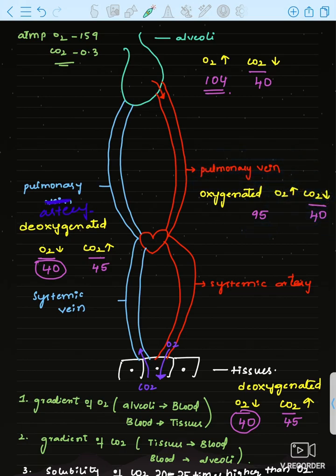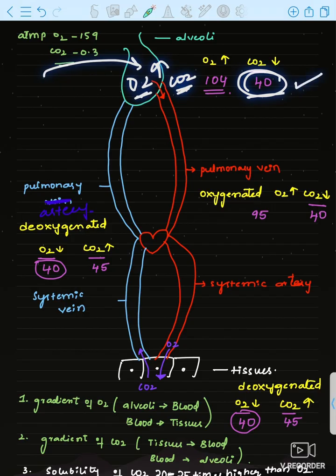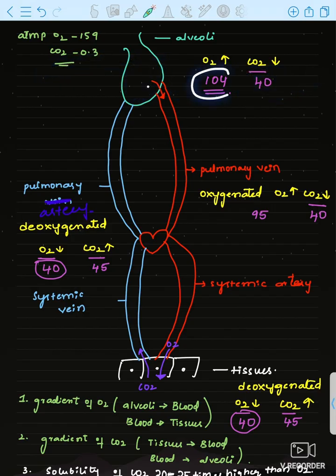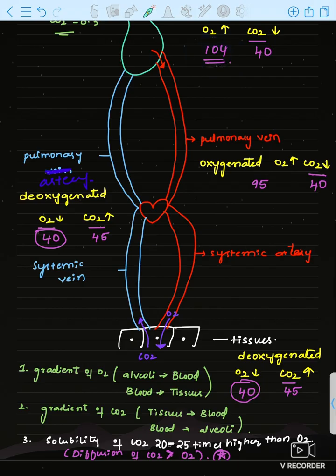In the alveoli what happens? O2 will be more and CO2 will be less, because from atmospheric air O2 will be more. CO2 less means what did I tell? 40 is the least value and O2 is more. Here it is 104. Now the systemic artery will take the oxygenated blood to the tissues.